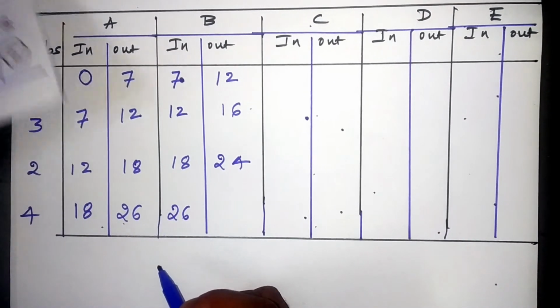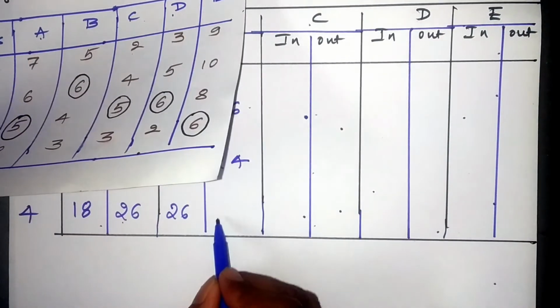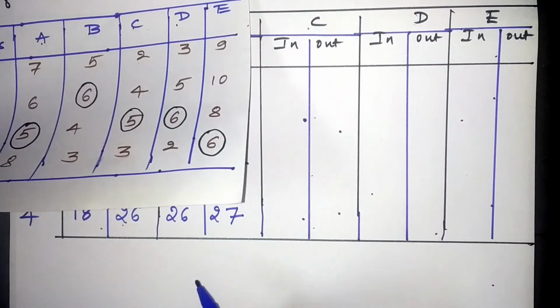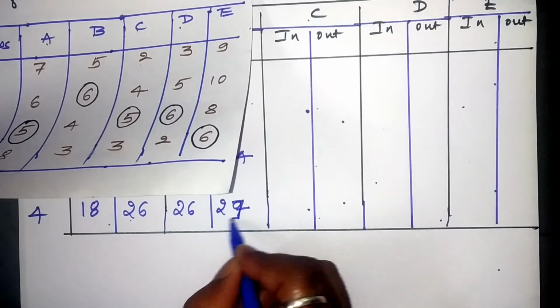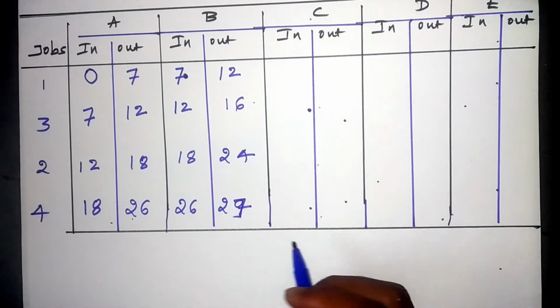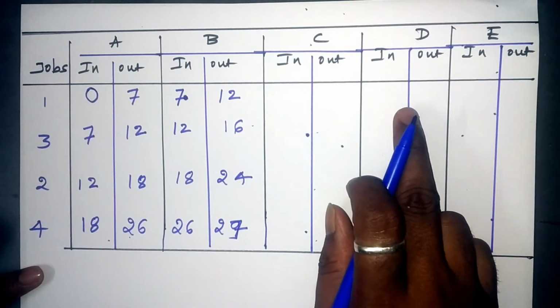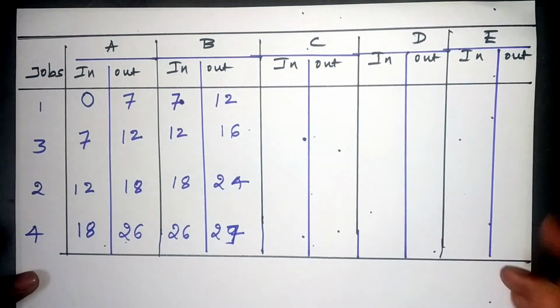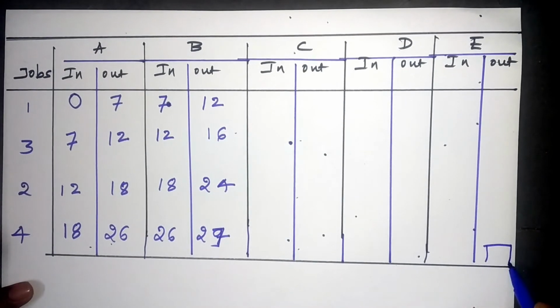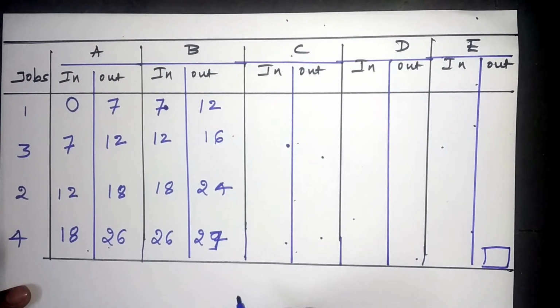So job number 4 on machine B, it will be 3. Here it will be 27, so when I add this, it will be 29. Next I'll write similarly for the third machine, fourth machine and fifth machine, and finally here I'll get the minimum elapsed time. So let us find that out now.